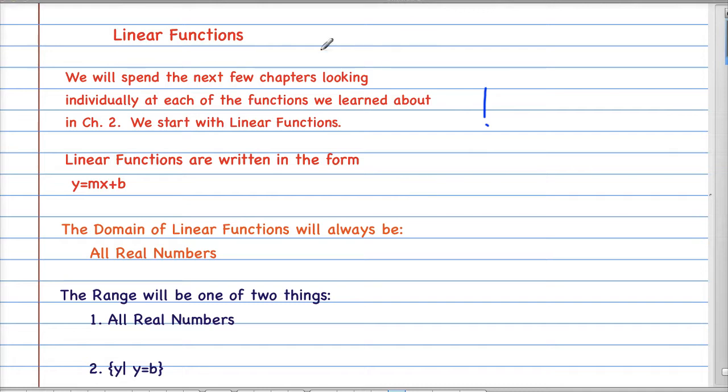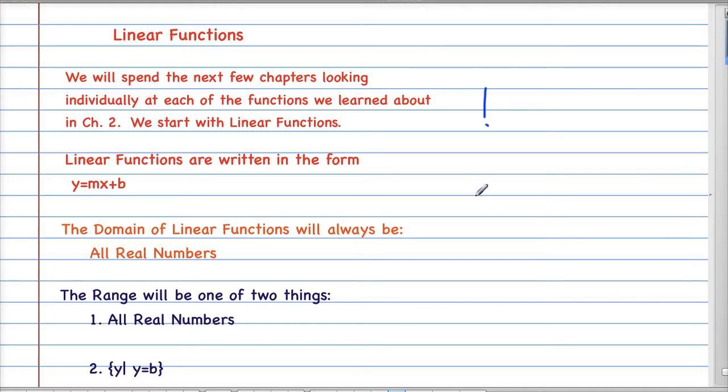So tonight's video is linear functions, and this is the first chapter I should say that we're going to spend looking at all of those functions we talked about in chapter 2. So we had that packet of what we called parent functions. Now the next few chapters are going to break those down individually and look at each one one at a time. So today we're going to start with linear functions.